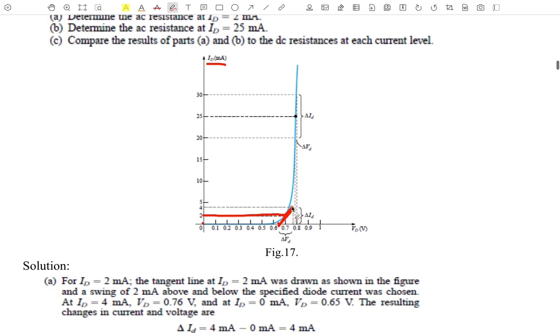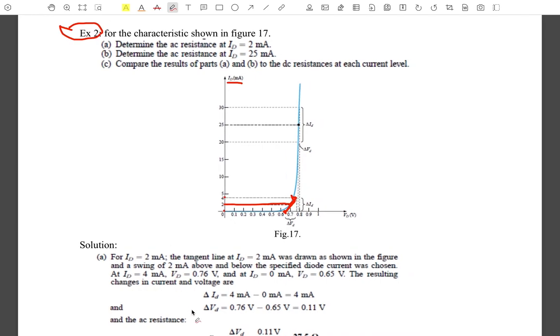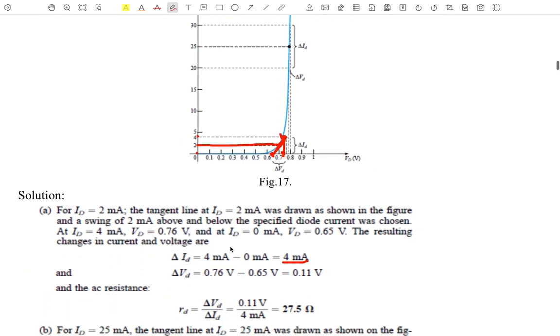Now up also we will take 2 milliampere, so 2 up to 2 it will be 4. Now I will take this point, so from this point until this point we will work with this one. So you will get ID 4 milliampere minus 0 milliampere, 4 milli. The voltage here, how much? I will calculate it. So for 4 milliampere on the straight line, I will take the point here for voltage. Also here, how much? 0.65 or something.